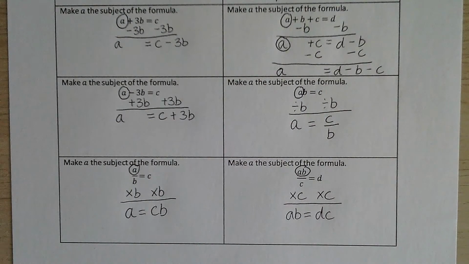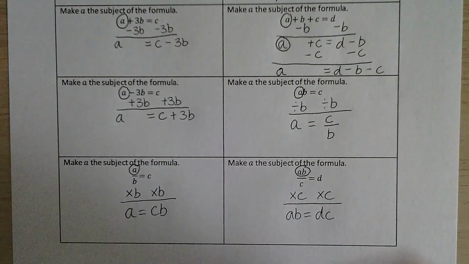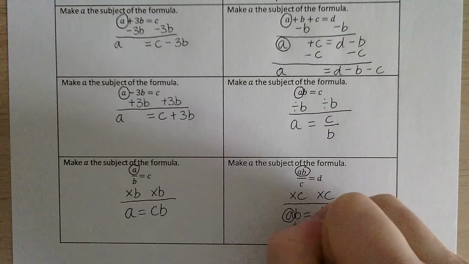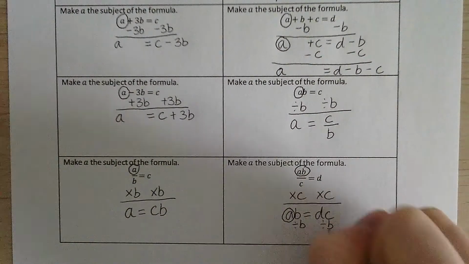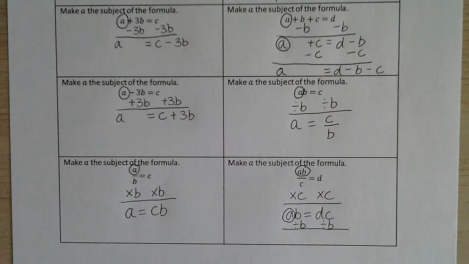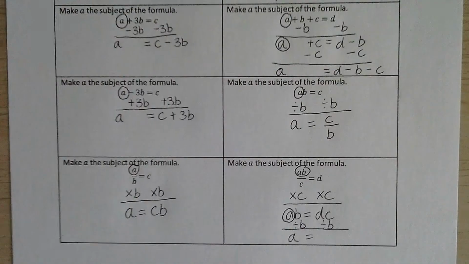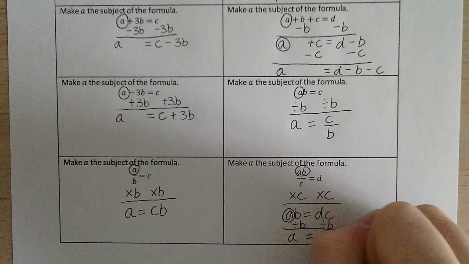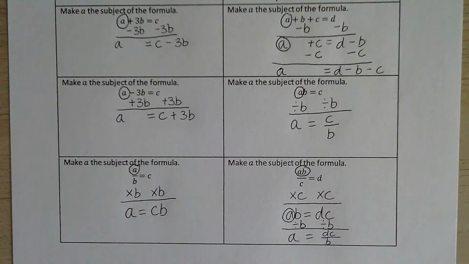We now need to isolate the variable, which means getting a by itself. To do that, we need to get rid of the multiply by b, so we'll divide both sides of the formula by b. ab divided by b is just a, the equal sign drops down, and then I've got dc divide by b. We'll write this as a fraction, so we have dc all over b. So the final answer is a equals dc over b.